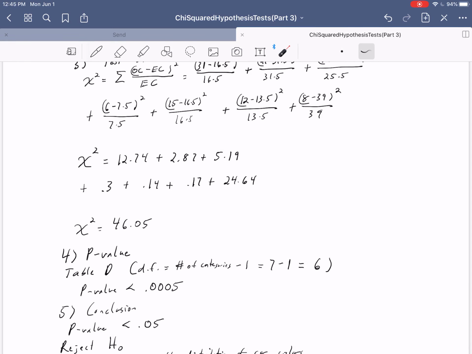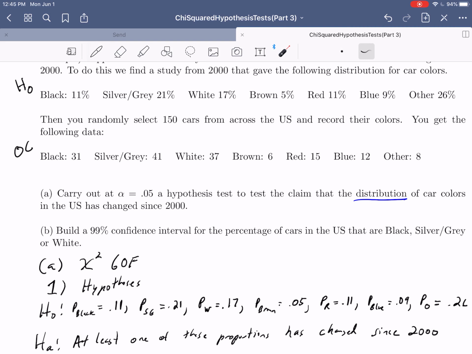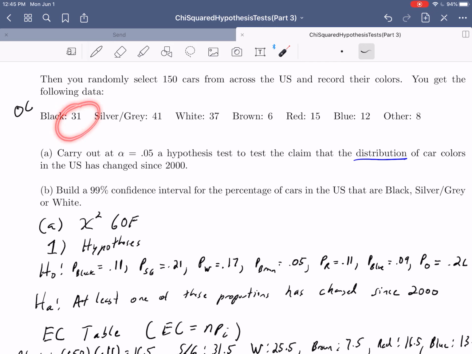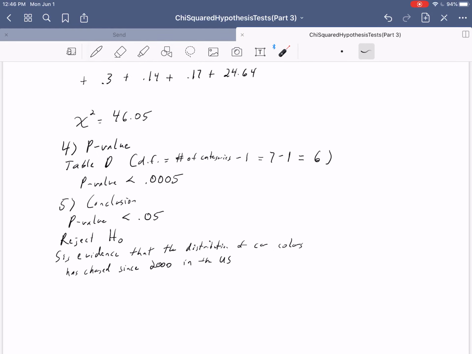What other large contributing test statistics were there? Probably the other really large one was the first one, 12.74. Even that one's only half of this. So this is probably where the majority of the change is. But this 12.74 is also pretty large. That came from the black category, where we expected to see 16.5 black vehicles, but we saw 31. That means maybe another part of how this distribution has changed is that black vehicles have become a lot more popular since the year 2000. Those would be the types of things we would investigate in further analysis. So this is your first example of a chi-squared goodness of fit test.